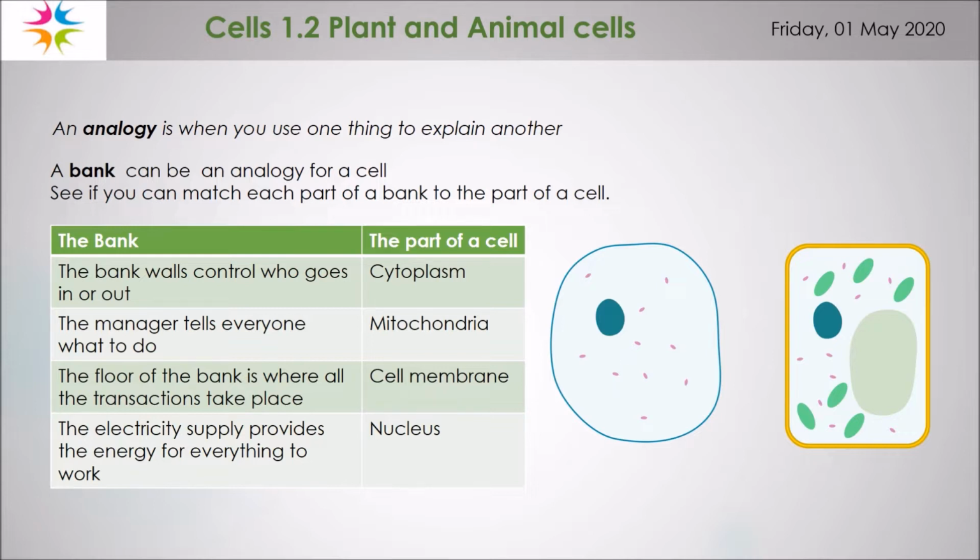The bank has a floor space, which is where all the transactions take place. And the bank needs a supply of electricity for everything to work. And what I'd like you to do is to see if you can match the part of the bank with the part of the cell. So if you pause the video and try that, I'll give the answers in a second.